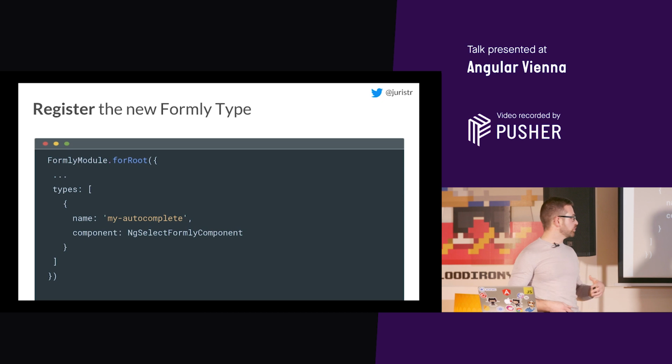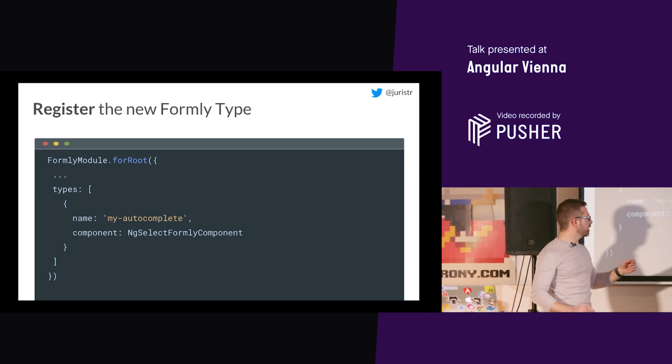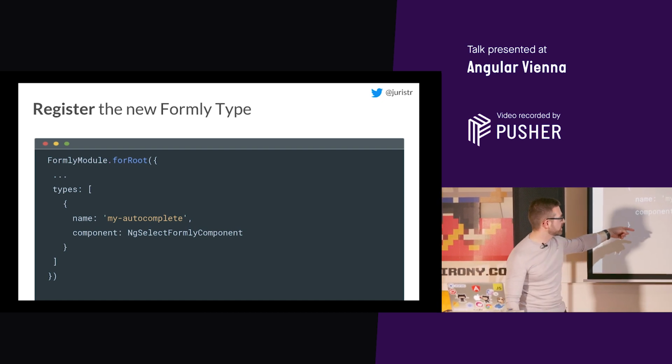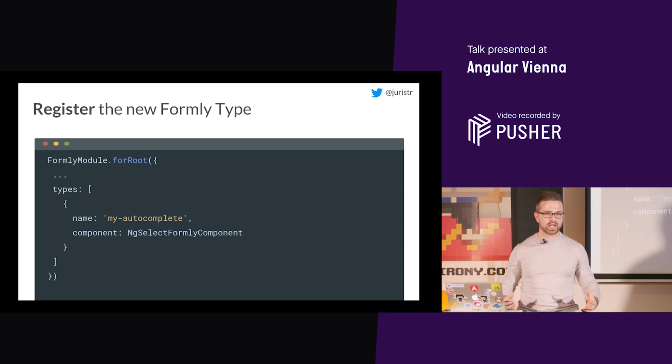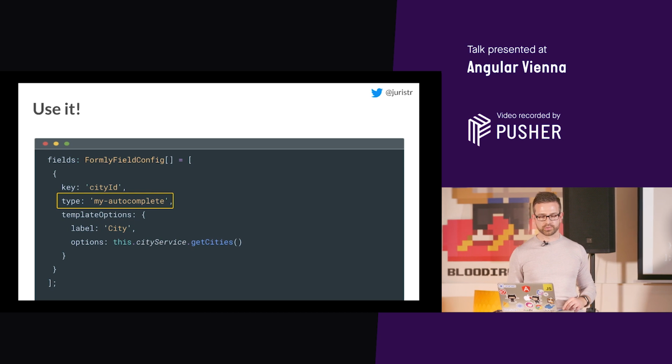Finally, once you have that, you register it, like you tell it, okay, that type which we have seen before, how should that be called? In this case, my autocomplete. And what component should Formly instantiate? It's this component. And so with that, you can create basically your own set of libraries and extend Formly as you want and as you need it inside your corporation.